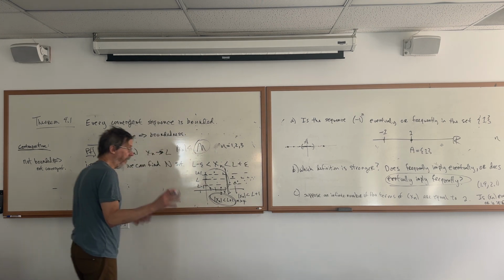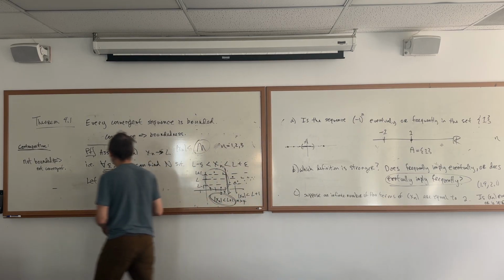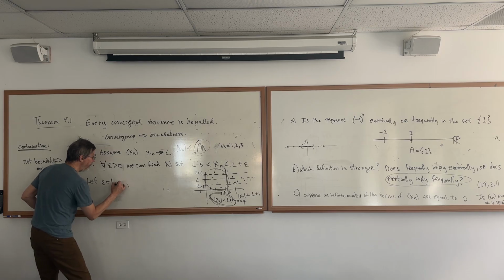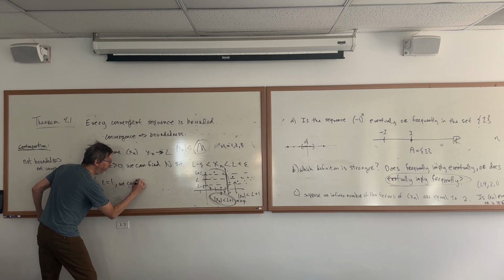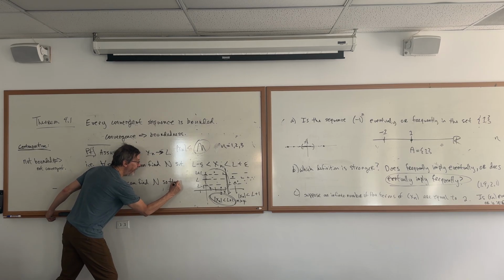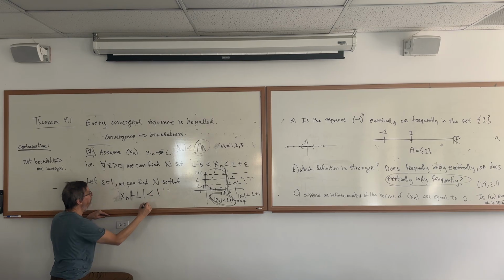So I'm going to write this out. I wanted to talk this through. So let's actually get this done. We're going to pick epsilon as 1. We can find a big N so that the absolute value of x sub n minus L is less than 1, because that's my epsilon, when little n is bigger than that cutoff point.